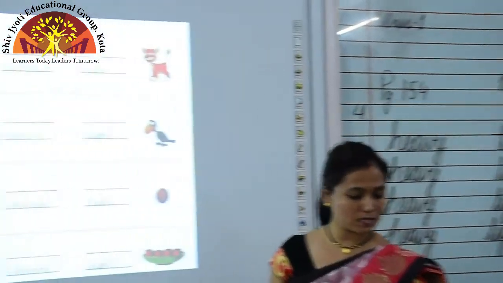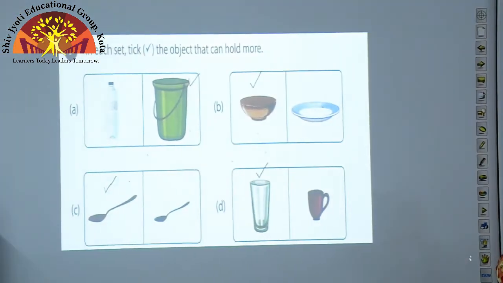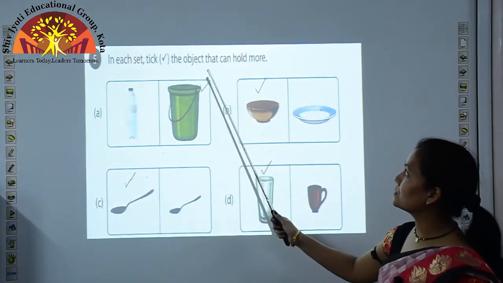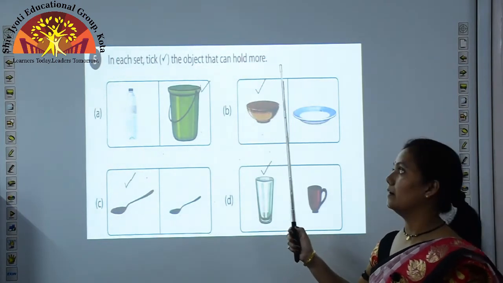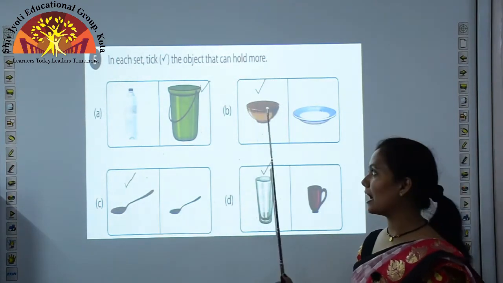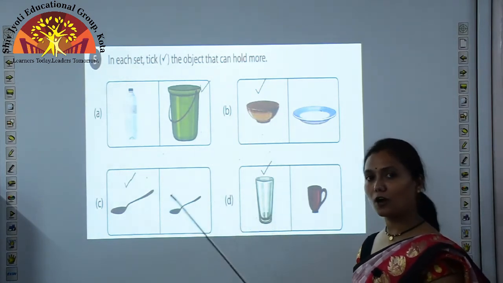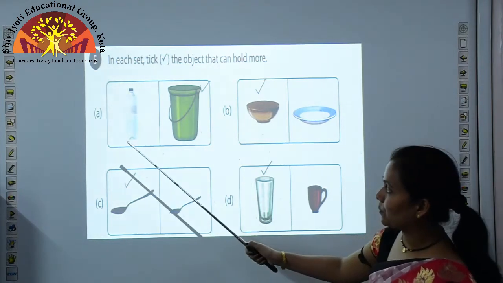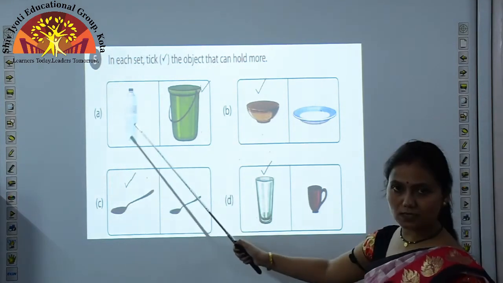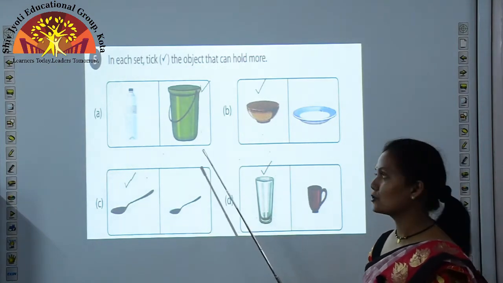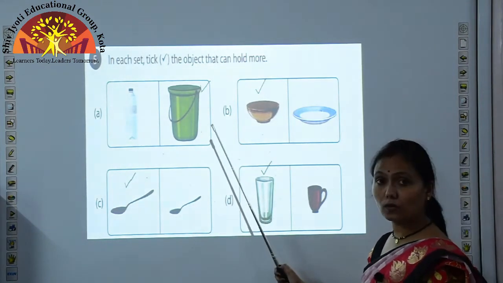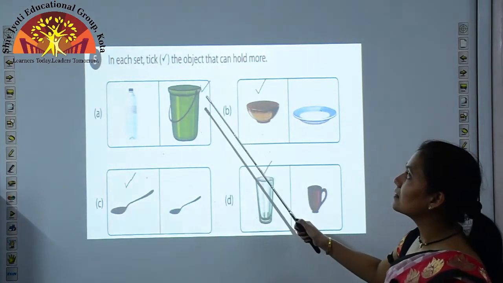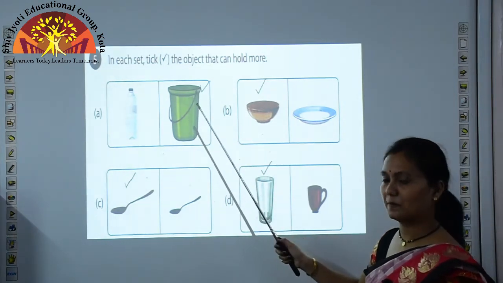Now our next question is question number 5. In each set, take the object that can hold more. Means in this question we have to find the capacity of an object. So here question number A. This is a picture of a bottle and this is a bucket. So here you can see that bucket can hold more water than a bottle. So we will take above the bucket.